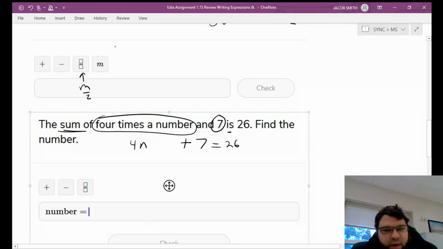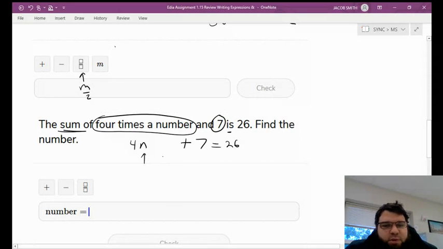So now what we can do is subtract. Well, let's not go to subtraction yet. What are we trying to do? We want the number, right? So it's on this one side of the equation, it's right here. To know the number, we need to get that number by itself. So we need to move everything else to the other side.